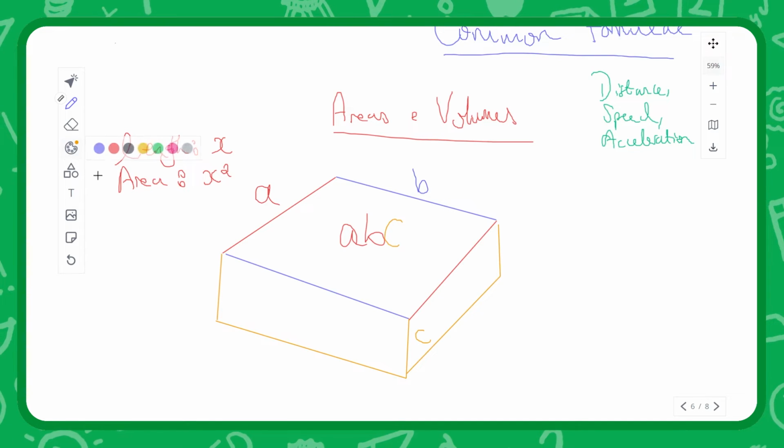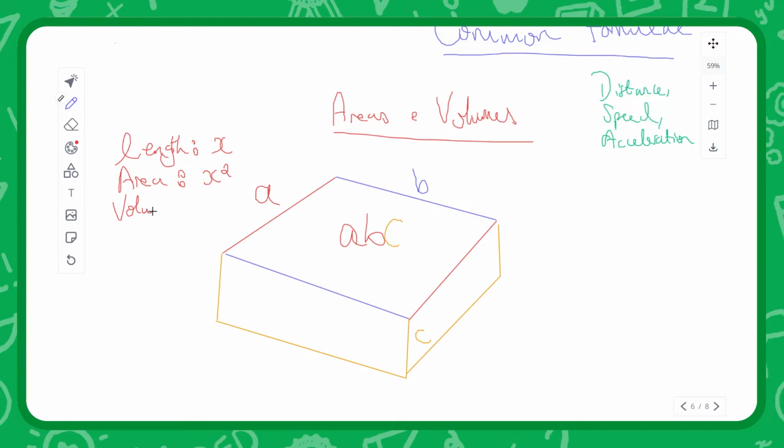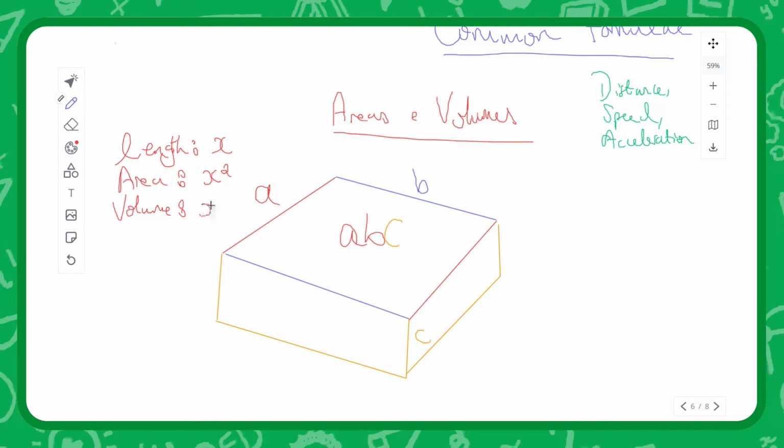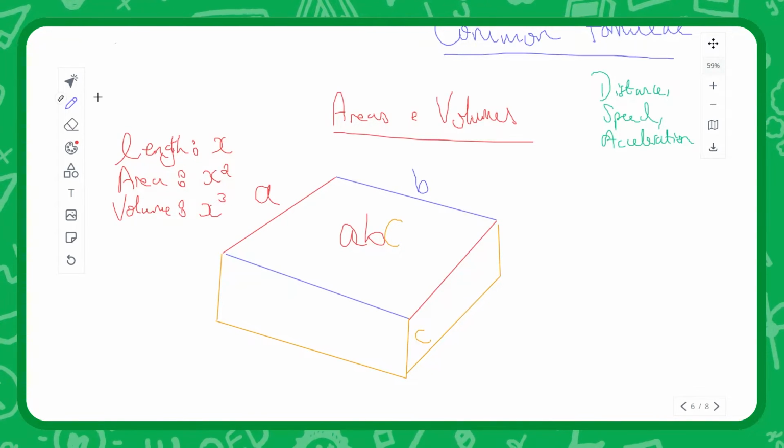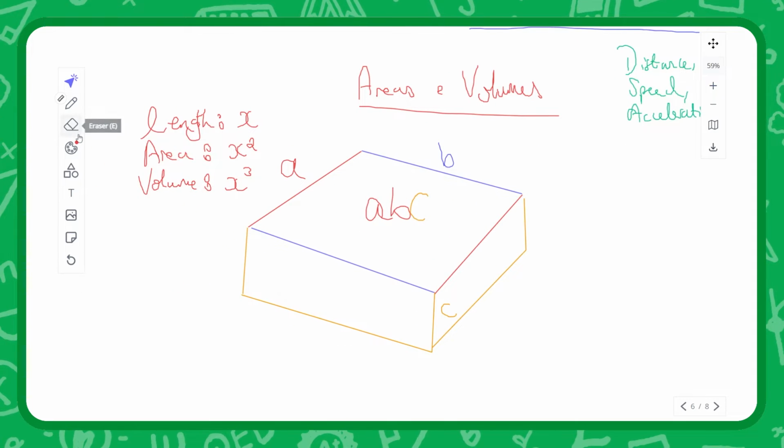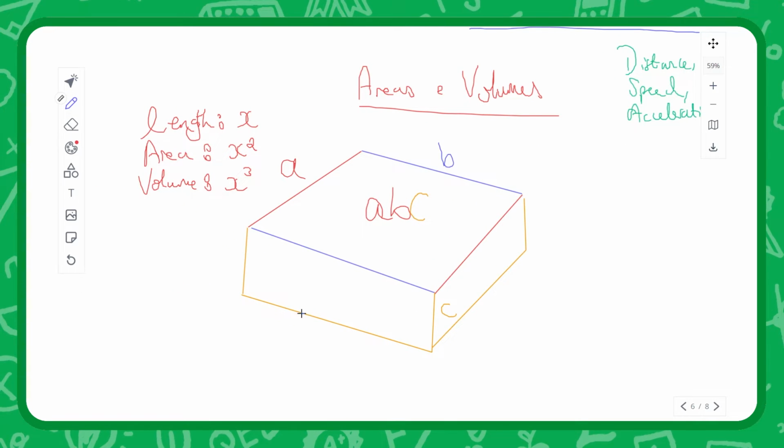But that means that the volume of a shape is given as some kind of x cubed. And we see that for all kinds of shapes. The two most common shapes that we deal with in maths are a cube and a sphere.